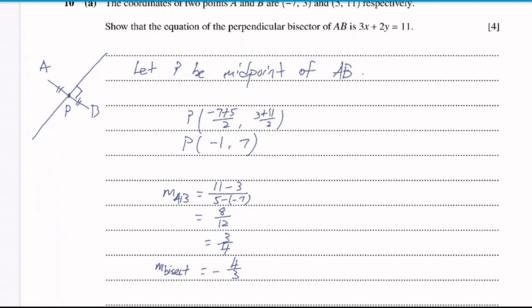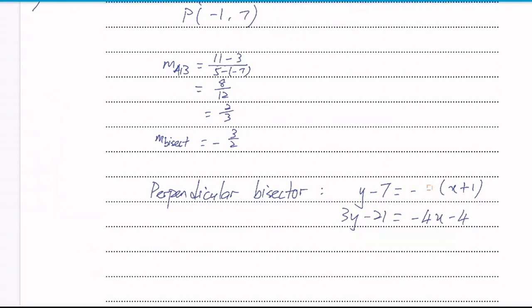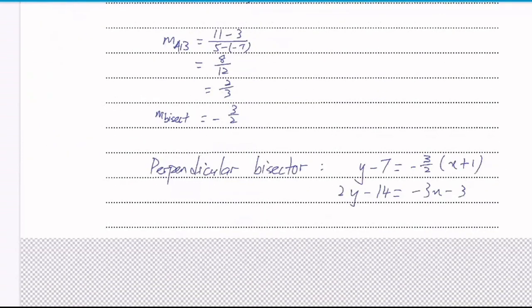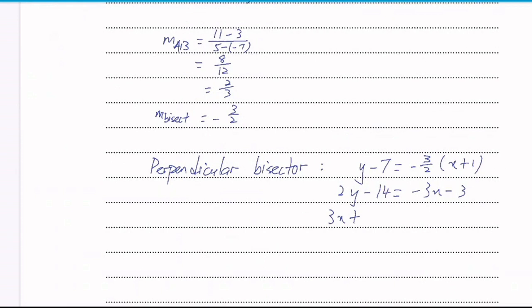Okay, this is a 2 over 3, sorry. And then this is a -3 over 2. So we get 2y minus 14 is -3x minus 3. So the form that they actually want us to give is like 3x plus 2y is equal to 11. Okay, so that's our perpendicular bisector.